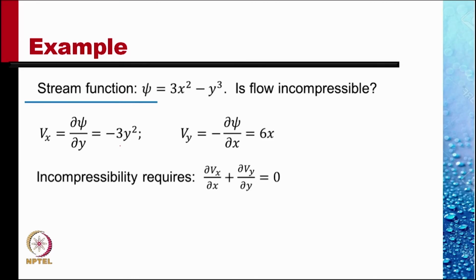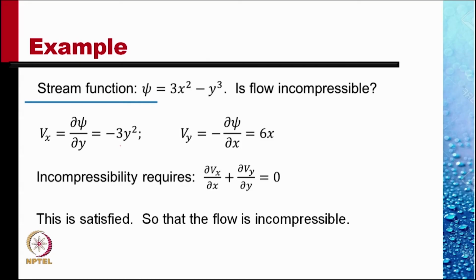Incompressibility requires ∂Vx/∂x plus ∂Vy/∂y equal to 0, and this is satisfied, and so the flow is incompressible. ∂Vx/∂x is 0, ∂Vy/∂y is 0, so the continuity equation is satisfied and the flow is incompressible.